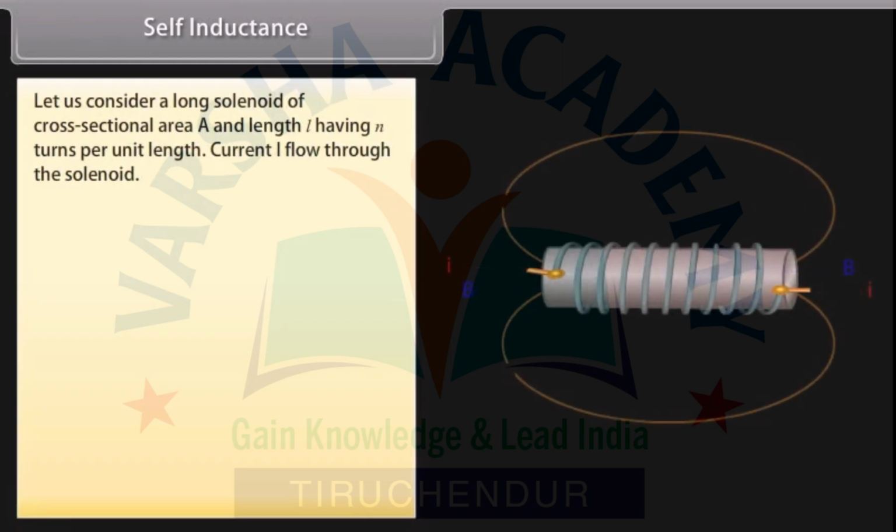Let us consider a long solenoid of cross-sectional area A and length L having n turns per unit length. Current I flows through the solenoid. The magnetic field set up inside the solenoid is given by the product of mu naught n and I.